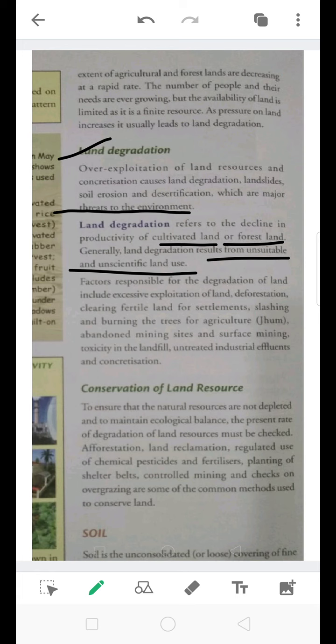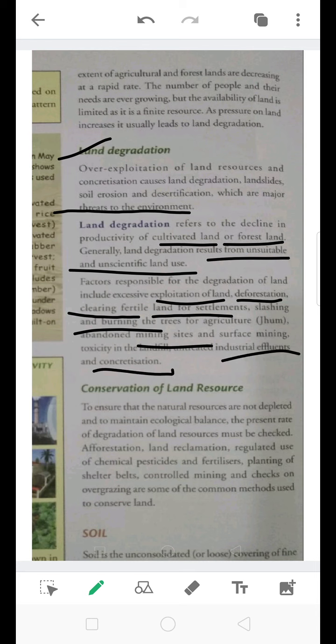Some factors responsible for the degradation of land include excessive exploitation of land, deforestation, and clearing fertile land for settlements. People are nowadays clearing land areas. Deforestation is taking place only to build houses, to construct new buildings, new hotels. Slash and burning of trees for agriculture, mining activities, and other industrial influence and concretization. New industries are being set up in the land area.